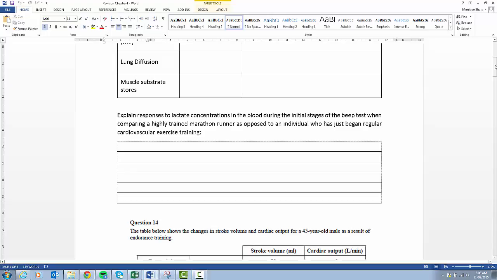So in this question, you would be looking at saying what the response is from the marathon runner versus the response from the novice or the non-trained, and justifying why you said that.